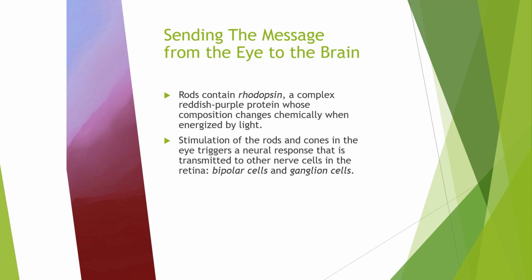Stimulation of the rods and cones in the eye triggers a neural response that is then transmitted to other nerve cells in the retina. And these other nerve cells are the bipolar cells and the ganglion cells. So once the rods and cones are stimulated, they're going to trigger this neural impulse that is then transmitted to the bipolar cells and the ganglion cells. From there, information goes to the optic nerve. The optic nerve is a bundle of ganglion axons that are what actually carry your information to the brain.